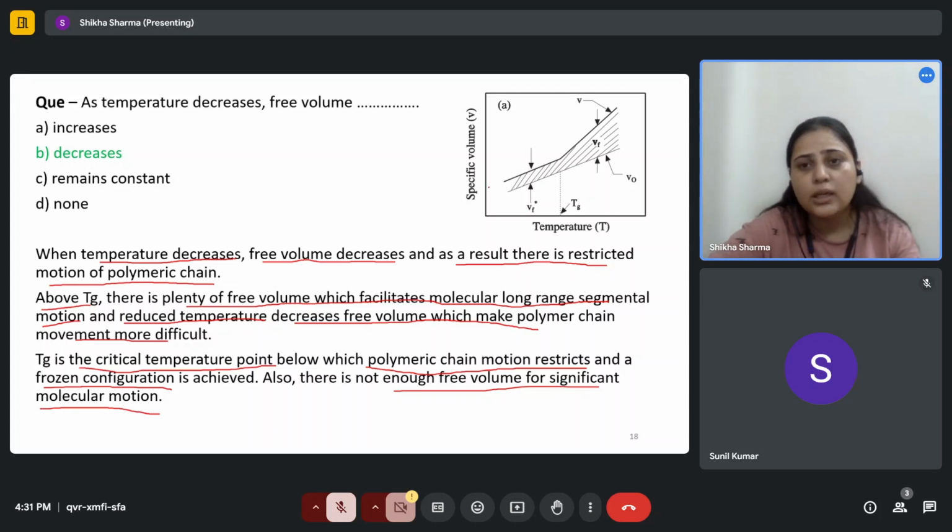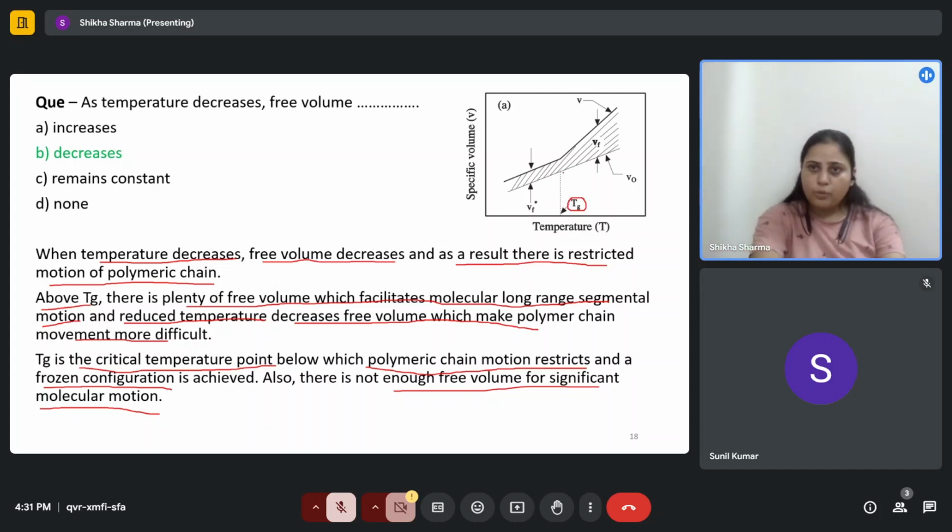Like we see in the graph between the temperature and the specific volume, this point is the Tg. So below the glass transition temperature, the volume increases with some rate. After the Tg, the volume increases at a very fast rate because of the free or long range segmental motion, right? Here at the lower side, the segmental motion of the polymeric chain is restricted, right?